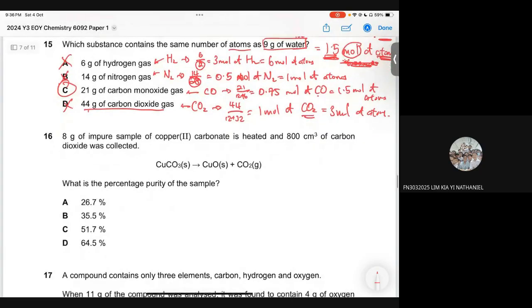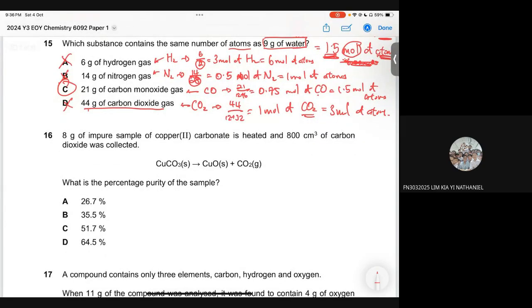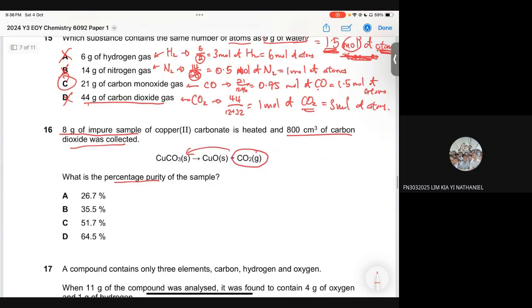8 grams of impure sample of copper 2 carbonate is heated and 800 cm³ of carbon dioxide gas was collected. So take note, this 8 grams is impure sample. That's why they want percentage purity. So they tell me 800 cm³ of carbon dioxide gas is collected.